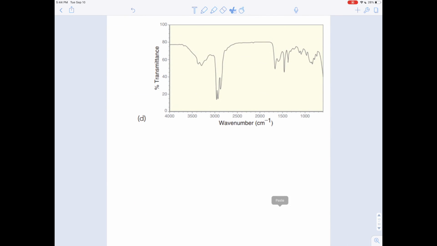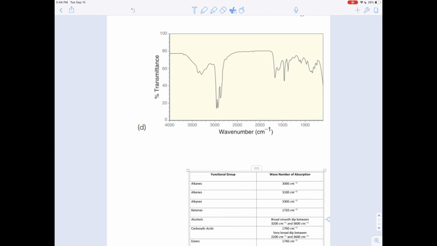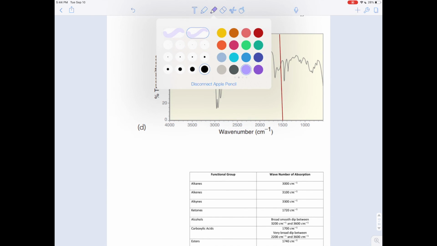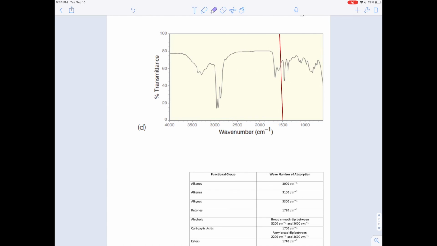For example, in this new structure, first thing you do when you get to an IR spectrum, draw that vertical line at 1500, right here. And we have some things to the left of that. The first thing we have, we have like these little peaks here. And those are at positions that may or may not be relevant.